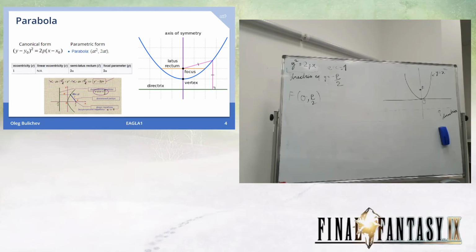So, okay. What else? What do we need there? Okay, we wrote focus there. So we should go again. What else? Latus rectum. Okay, what is it? A chord passing through the focus. So this one, no. So like this. Yeah.